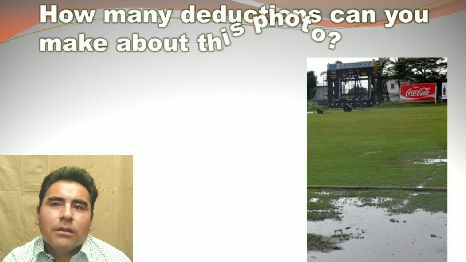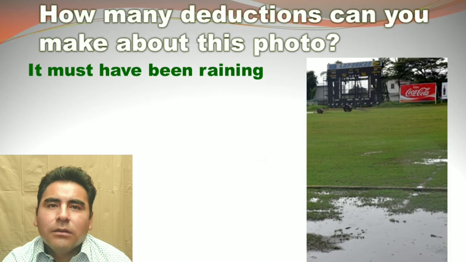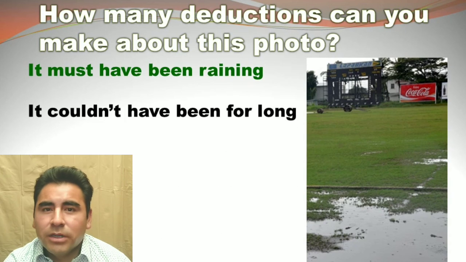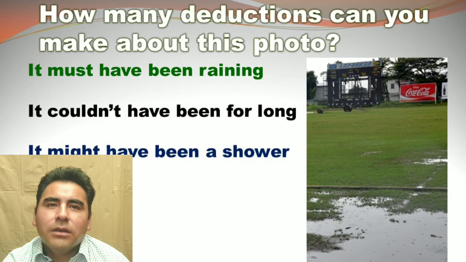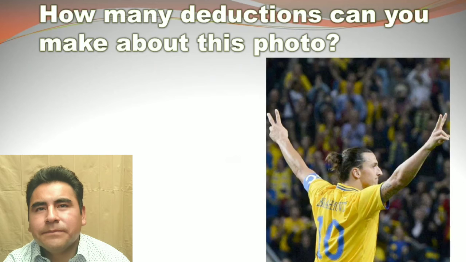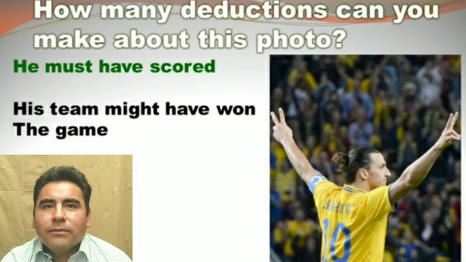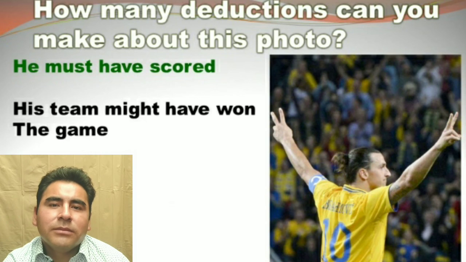Look at this photo. Look at the ground. It must have been raining. That's why it's wet, right? It couldn't have been for long. Okay, it depends. It might have been a shower. Maybe, who knows? It's a possibility. Over here we have, you like soccer or football, we say over here, right? There is someone who is cheering, very happy. He must have scored a goal, or his team might have won the game. That's why he is very happy.